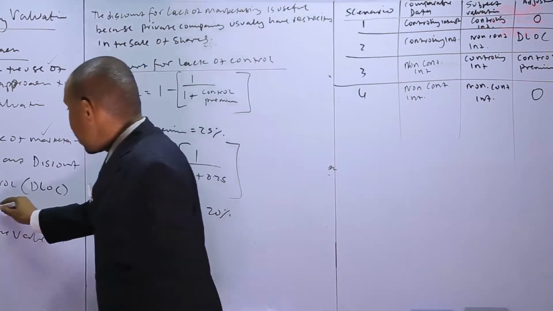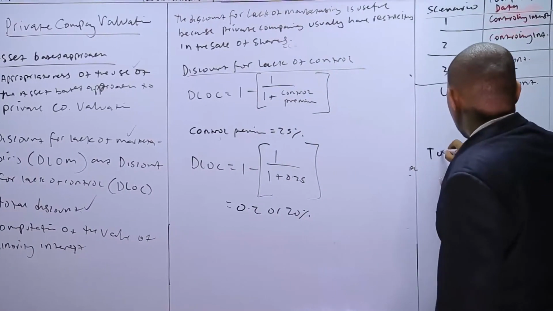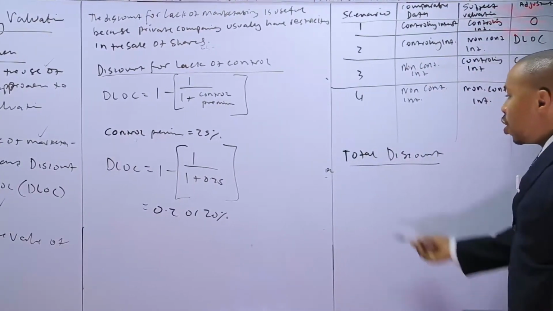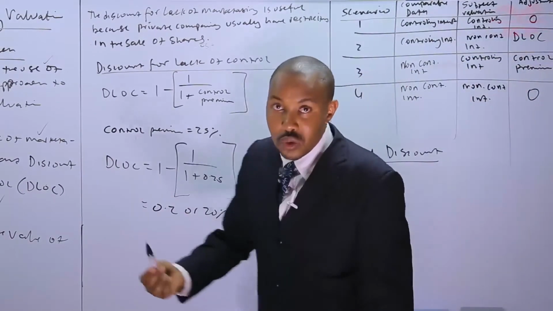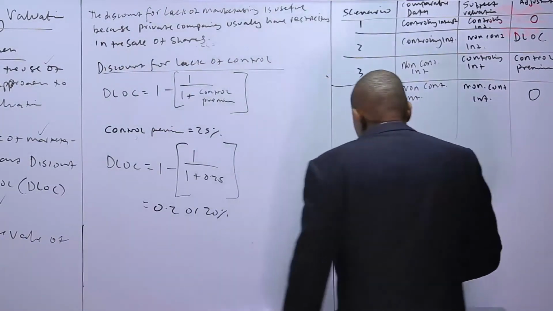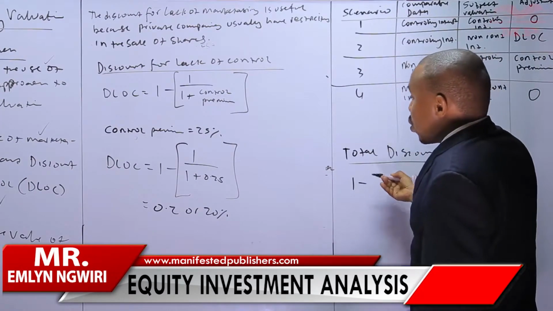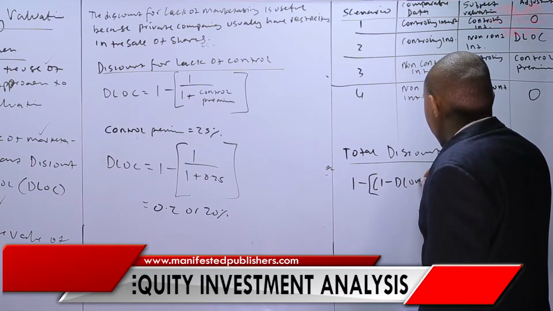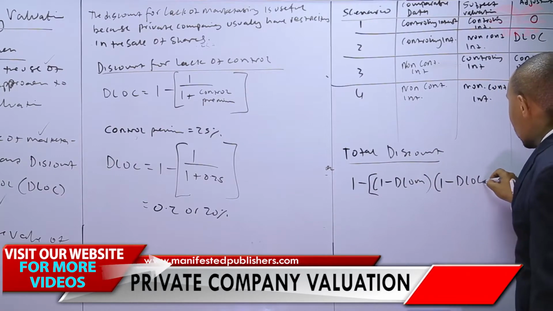we now move on to calculating the total discount. How do we compute the total discount? We will have to combine the component of discount for lack of control with the discount for lack of marketability. So the formula will be as follows. We'll have 1 minus the component of discount for lack of marketability, 1 minus discount for lack of marketability. The product should be 1 minus discount for lack of control, like that.